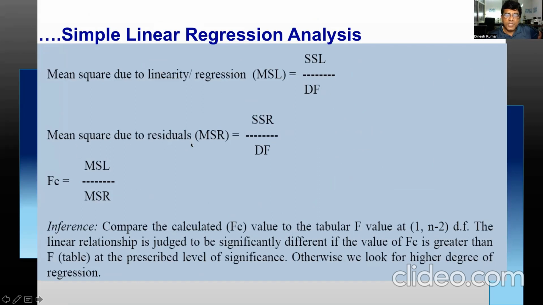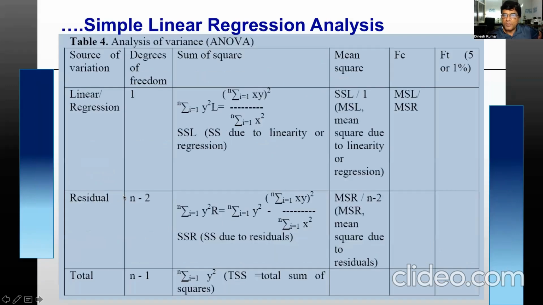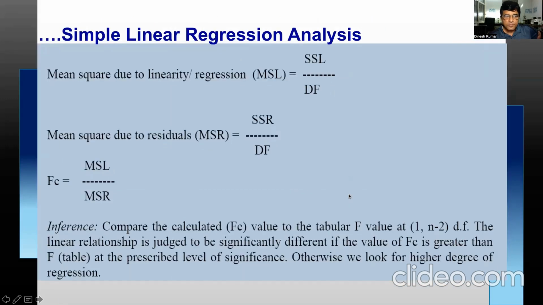Then mean square due to residuals is equal to sum of squares due to residual divided by degrees of freedom. And then F calculated is mean square due to regression or linearity divided by mean square due to residual or error. So you can see in the last table, I have shown you how to calculate mean squares. This column you have calculated. And F calculated is mean square due to regression divided by mean square due to error or residual.